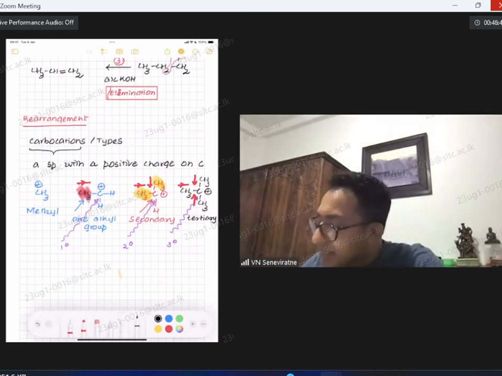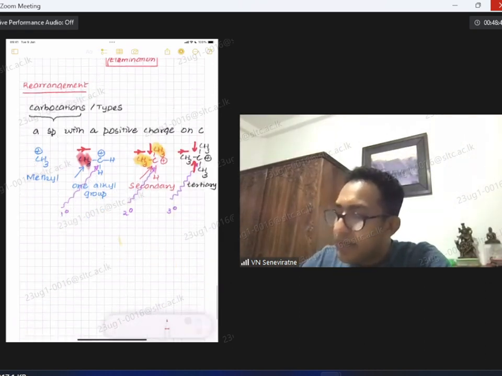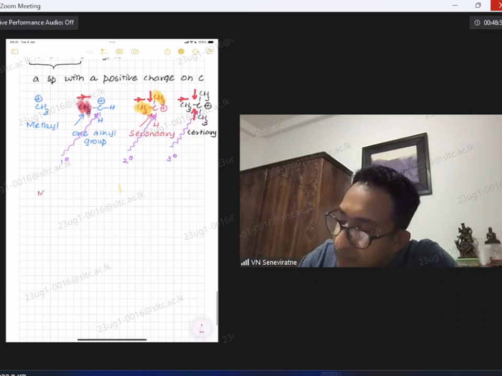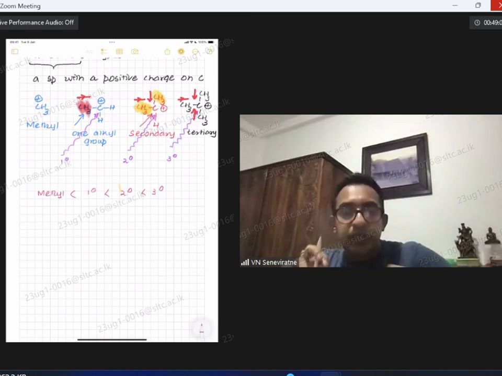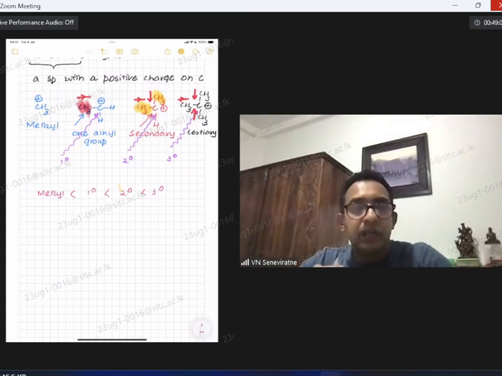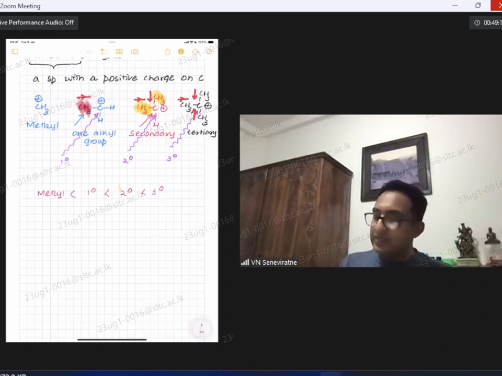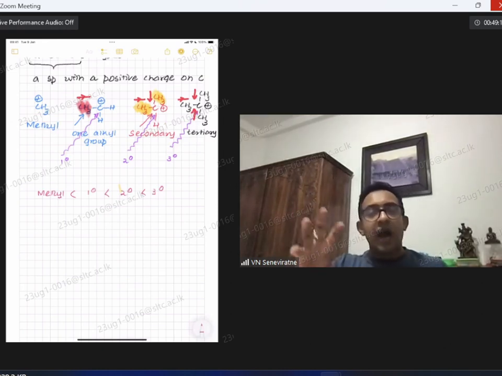So stability comes in, how stable the group is. Stability comes in based on this. So methyl carbocations are less stable than primary carbocations, less stable than the secondary carbocations, less stable than the tertiary carbocations. More electron pushing power, it becomes stable. Now, having a positive charge on carbon is unstable. You don't have 8 electrons. They like to get 8 electrons, so they don't like that.